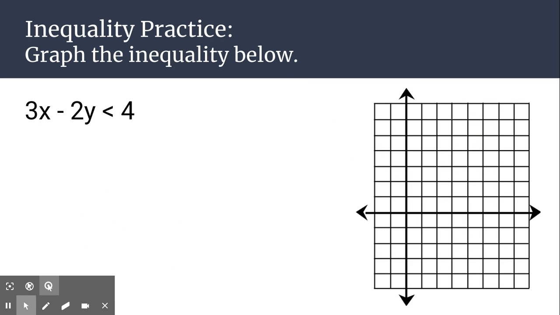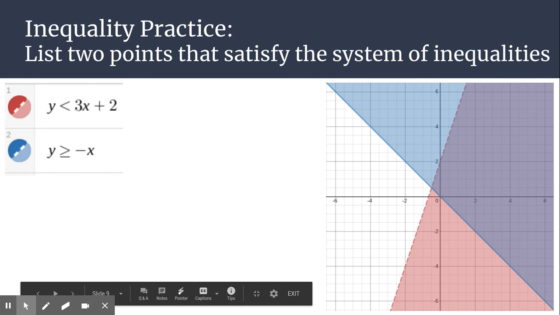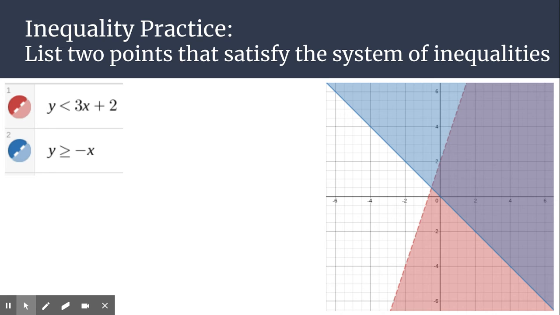All right, so let's clear this and go to the next screen. Okay, so this one's graphed for us, and I just went into Desmos and got a screenshot of this guy. So you have y is less than 3x plus 2. You can see that in red with the dashed line and shaded below. And y is greater than or equal to -x. So we have a slope of -1. It goes through the y-intercept 0, 0, and it's shaded above with a solid line.